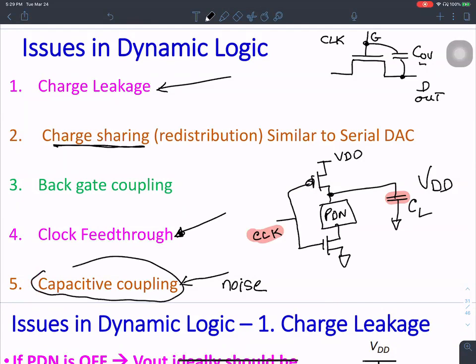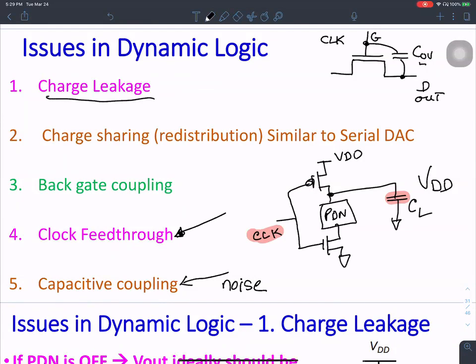Capacitive coupling happens because capacitance acts as an antenna and picks up a lot of environmental noise. Okay, backgate coupling, there are a lot of problems. So let's look at the charge leakage mechanism.